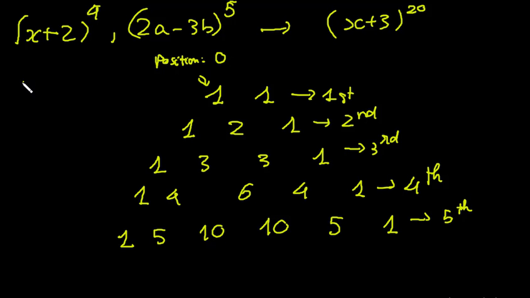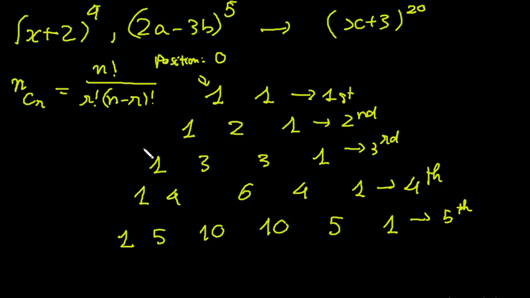nCr equals n factorial over r factorial multiplied by (n minus r) factorial. Here n is the row that we have, and r would be the position of the coefficient in the row.